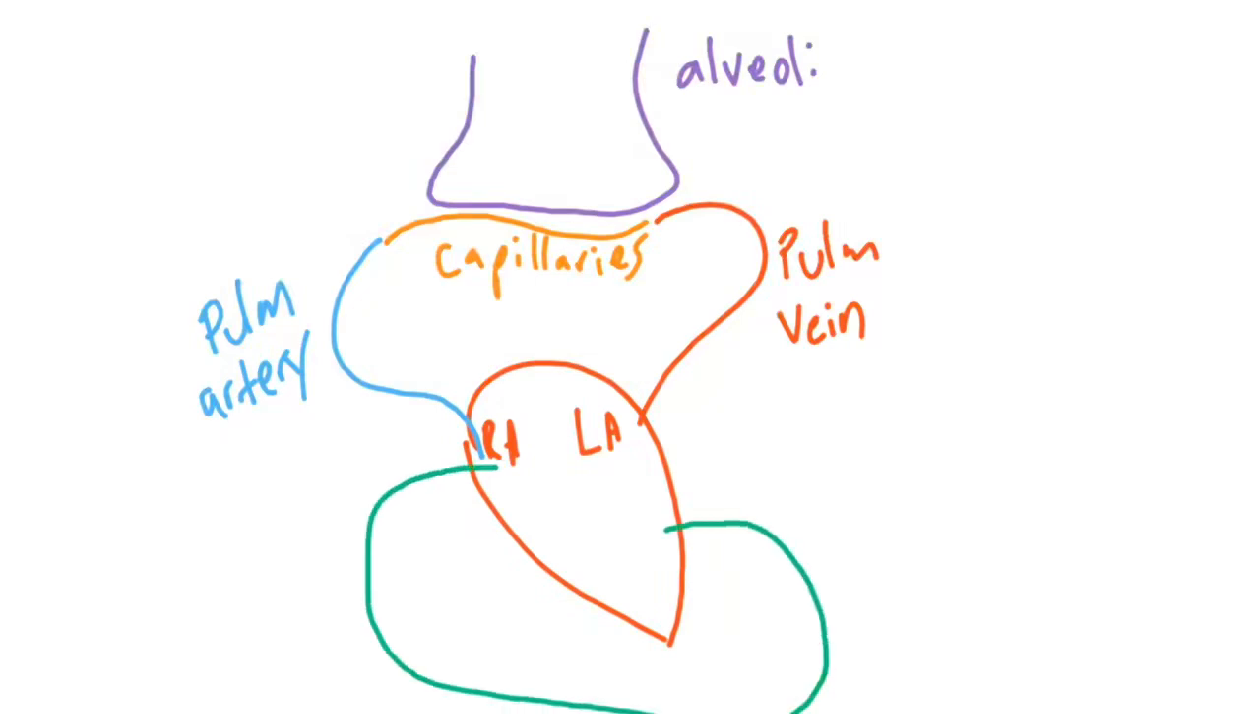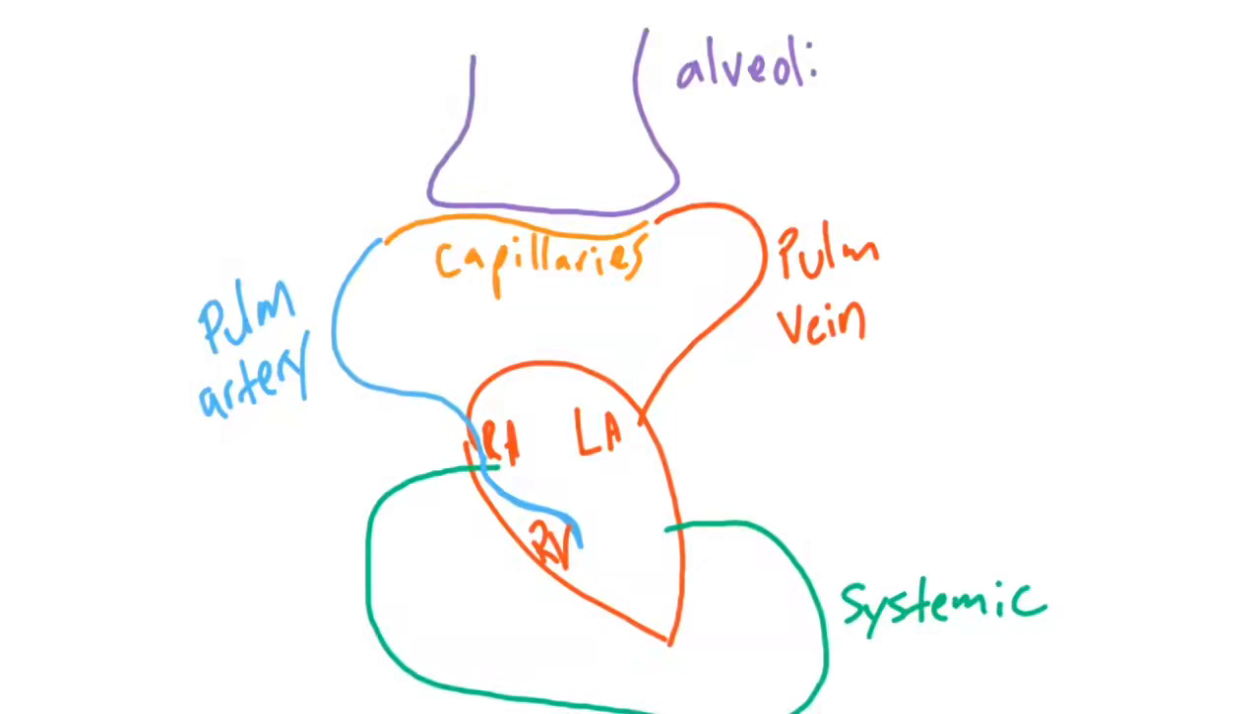So we'll have this green line represent the systemic circulation, and it returns to the right atrium. As I said on the last slide, the pulmonary circulation is supplied by blood from the right ventricle and empties into the right atrium. So perhaps it would be better if we drew the pulmonary artery coming from right there. This would represent the right ventricle.